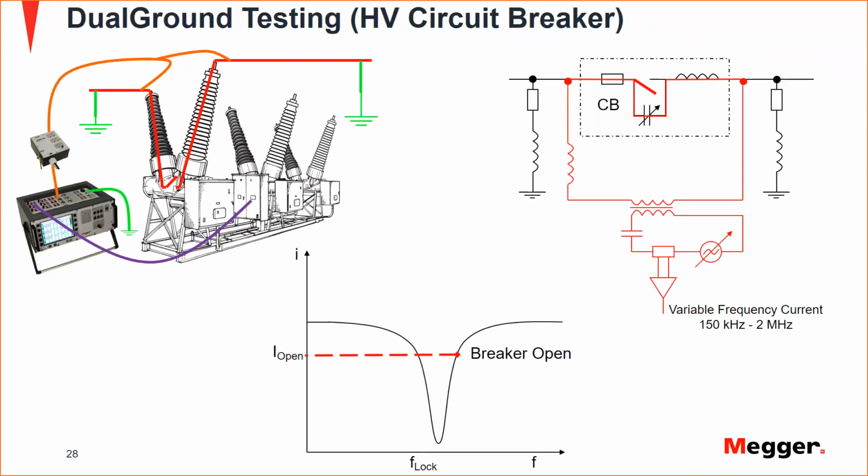For dual ground testing, whether you have a GIS or a dead tank or live tank circuit breaker, we have a method using a high frequency source that will inject a high frequency signal across the whole loop and measure the response of that loop. And using a Knapper method, we can detect open and close position. This can be done when you have a single ground or when you have dual ground. So that's why it's called dual ground testing.